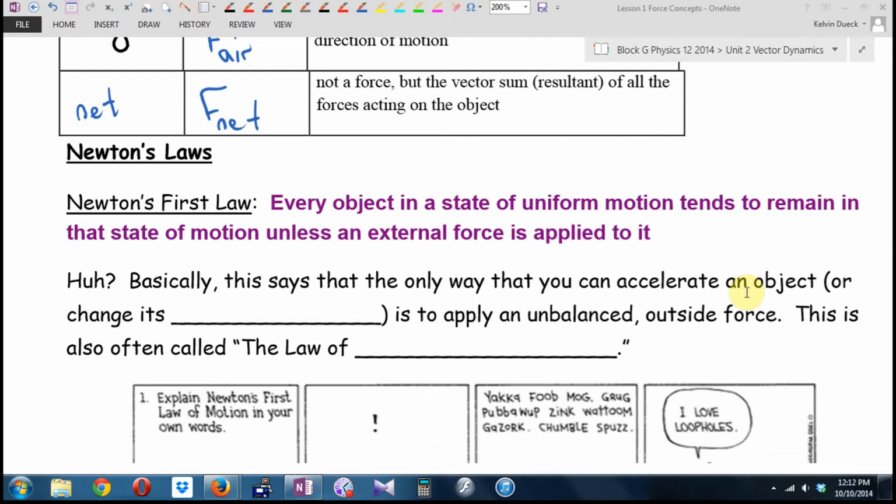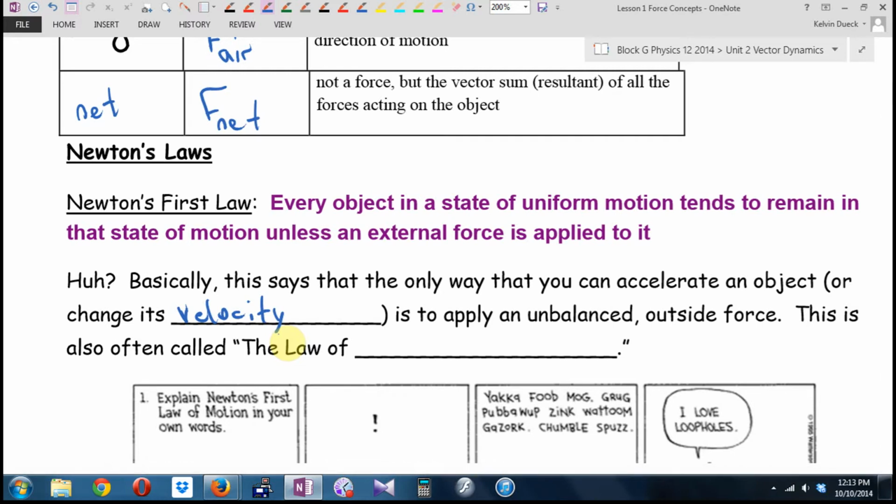The only way that you can accelerate an object, or if I even want to break it down further, change its velocity, because acceleration is defined as a change in velocity over a change in time, is to apply an unbalanced outside force. And it works backwards. If an object is accelerating, you know there must be an unbalanced outside force. If there's an unbalanced outside force, the object must be accelerating.